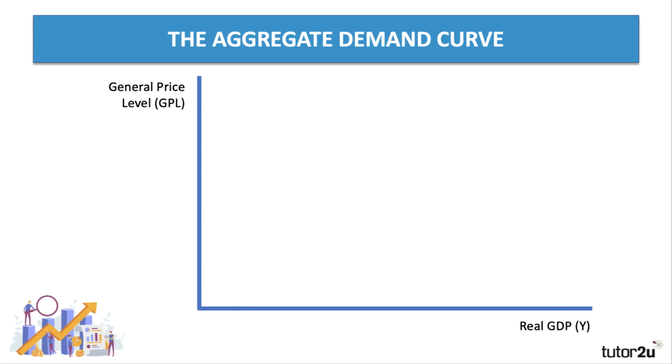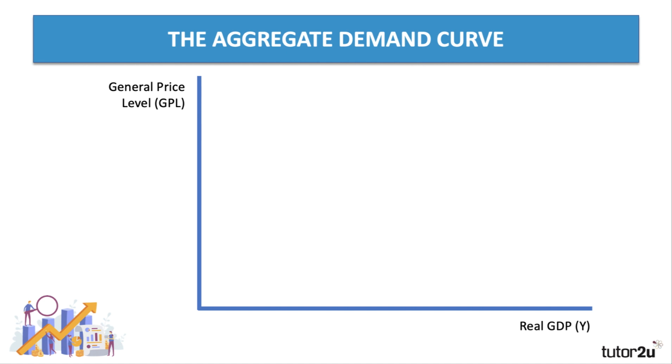Now we're going to be using a two-dimensional diagram space with the general price level on the y-axis and real GDP on the x-axis. Quite a lot of students actually use incorrect labeling on their macro diagrams, and this is something to be aware of. It's really important that you label your ADAS diagrams with the general price level on the y-axis rather than simply price, which you would use in, for example, microeconomics.